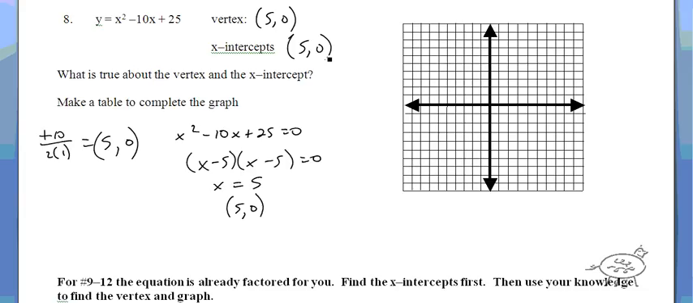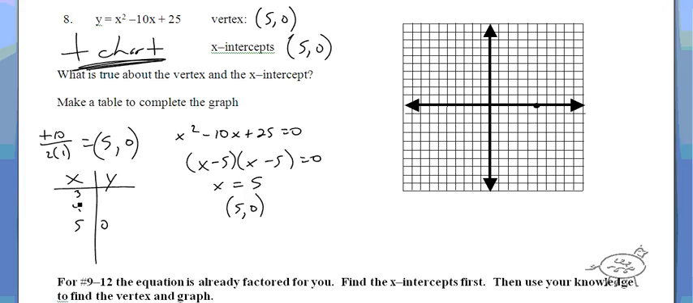So the deal is, guys, if your vertex turns out to be the same as your x-intercept, which is 1, 2, 3, 4, 5, you got to do a t-chart. So in this case, it's got to be a t-chart. That's very important. So we're going to do a t-chart here, and we're going to do 5, 0, 4, 3, 6, and 7.